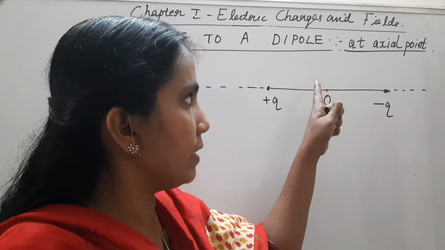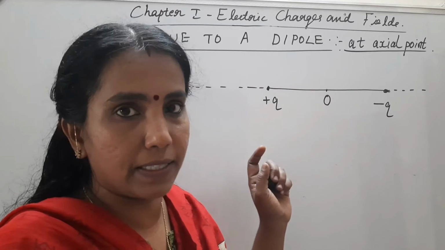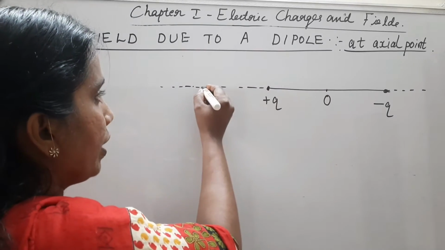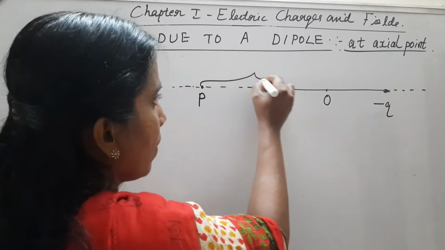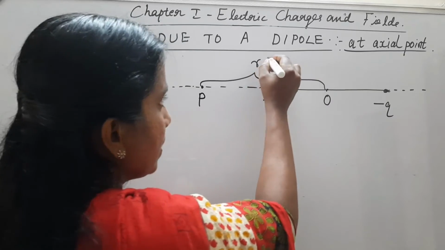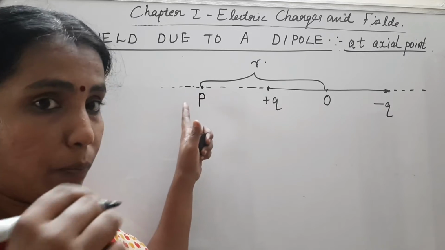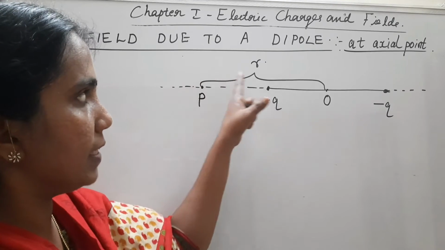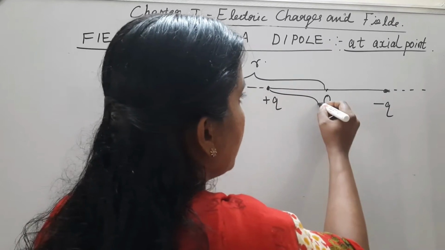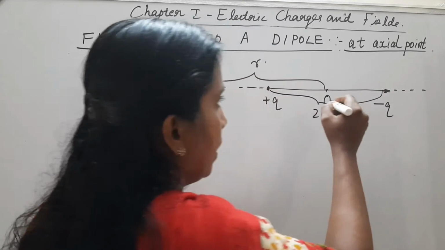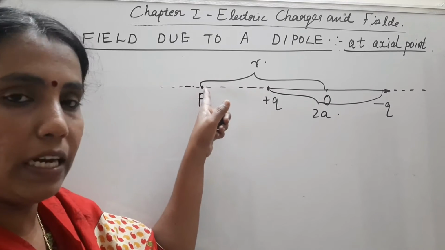Now we will find the electric field at an axial point, that is a point which lies along the axis. Let's assume a point P. We consider a point P which is at a distance r from the center of the dipole. So, this is the point P, and the distance to P from the center of the dipole is r. As we said earlier, the length of the dipole is 2a, so half the length of the dipole is a. Now, we have to find the field at the point P.